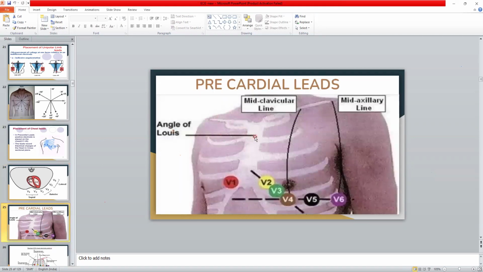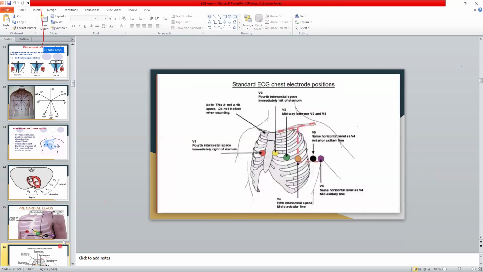See, this is the angle of Louis. This is the mid-clavicular line. This is the mid-axillary line where you have to place the precordial leads. This is how you have to place the precordial leads. That is the chest leads, the electrodes placed on the chest.